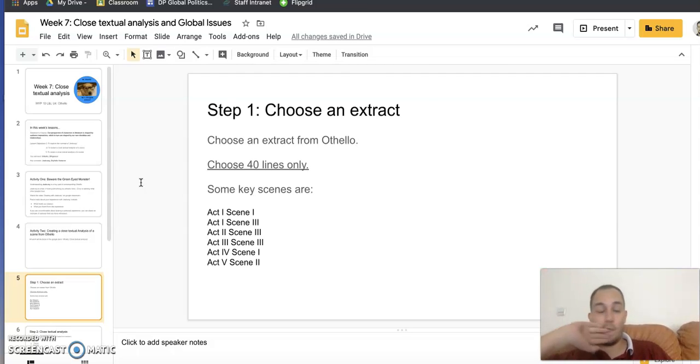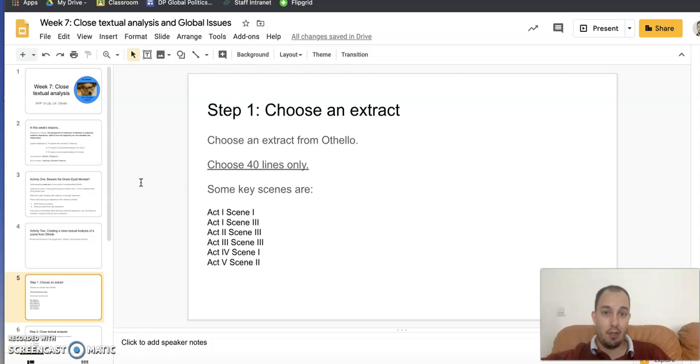These are normally considered the key scenes of Othello. You don't have to choose one of these key scenes. I'd recommend you do, because there's obviously lots in them to talk about. So choose a scene, choose 40 lines only.